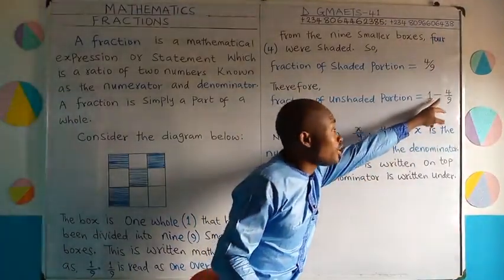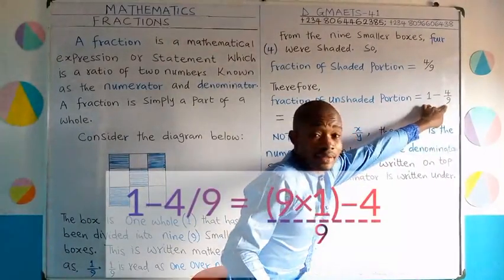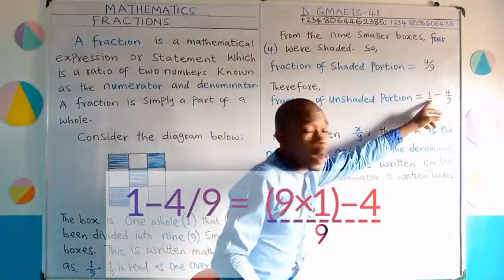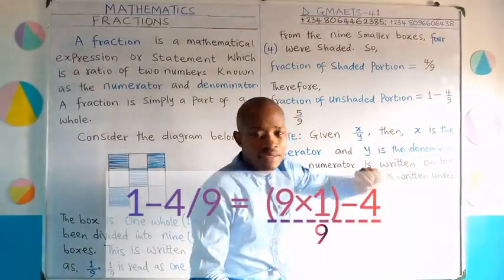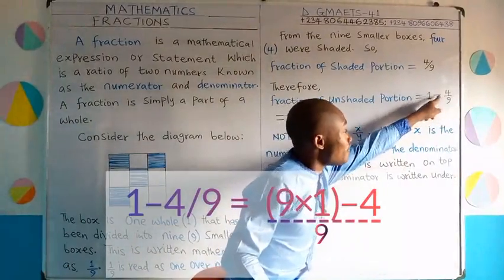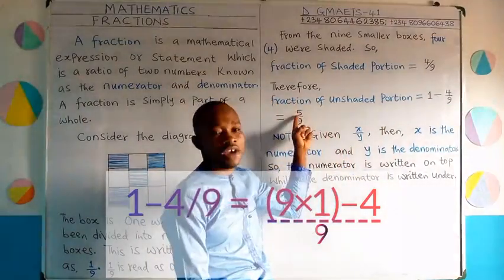This is a whole number, this is a fraction. So quickly, use this denominator, which is 9, to multiply this whole number, which is 1. 9 times 1 will give you what? 9. 9 times 1 will give you 9. Then that 9 minus 4. 9 minus 4 gives us this 5.